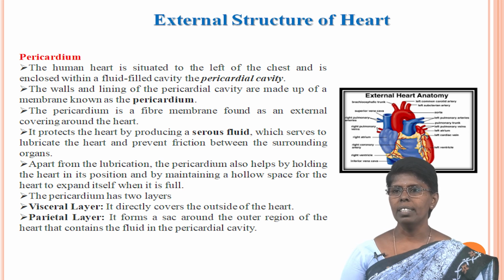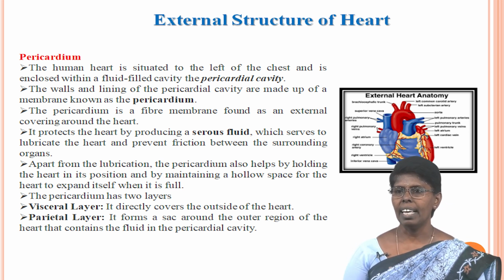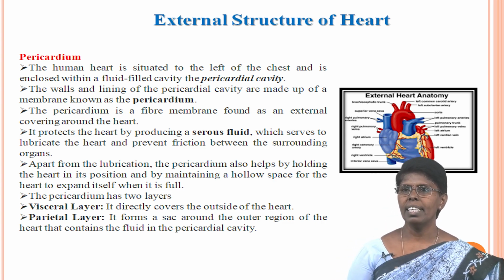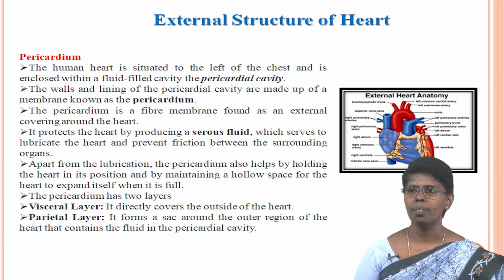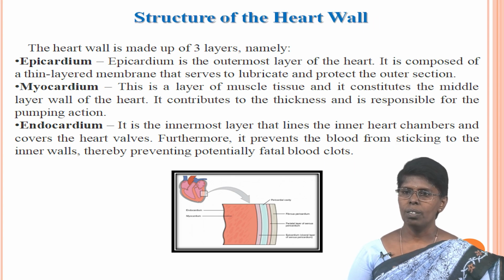The pericardium has 2 layers. The first one is the visceral layer. It directly covers the outside of the heart. The second is the parietal layer. It forms a sac around the outer regions of the heart that contains the fluid in the pericardial cavity. Now we see the heart wall.